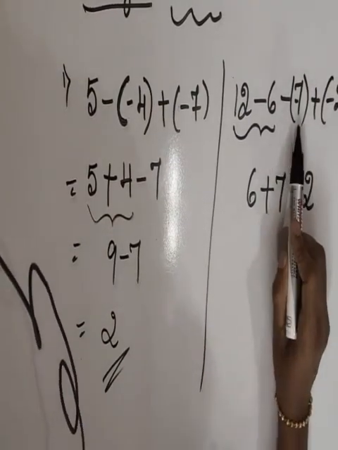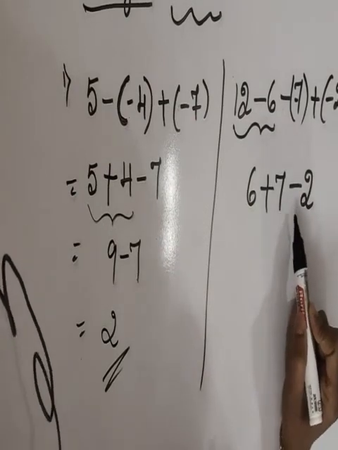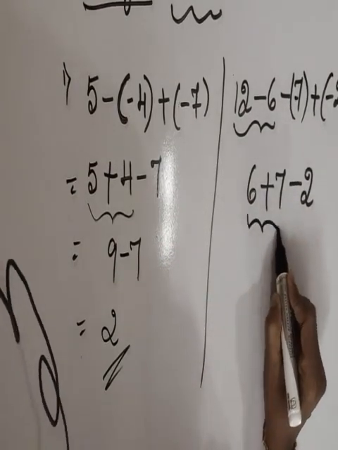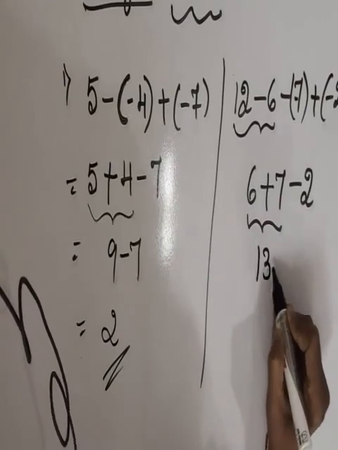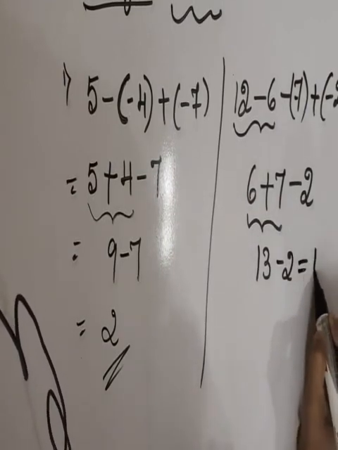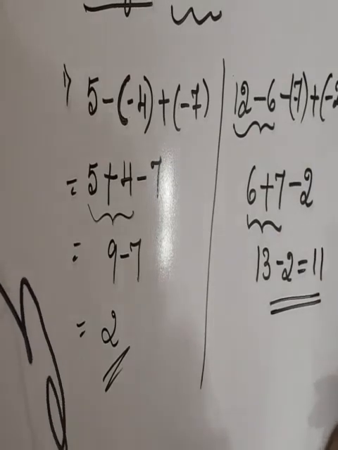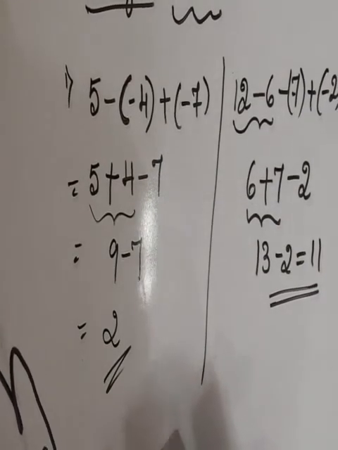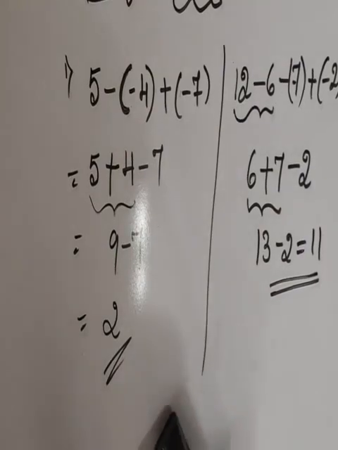See, where there is a bracket, you have to simplify the signs first. Then you have to go for the addition or subtraction. 6 plus 7 is 13. 13 minus 2 is 11. I think you understood. It's easy, but take care of the signs and do it slowly.